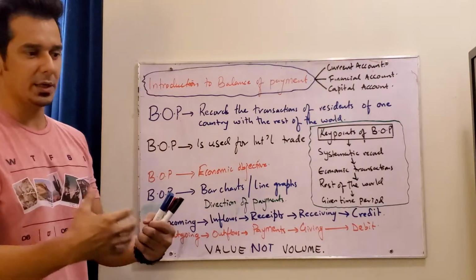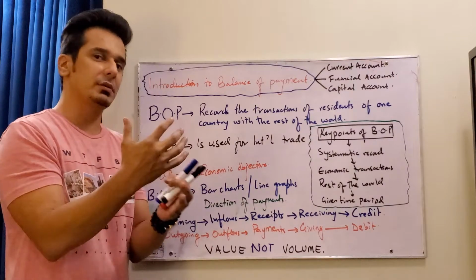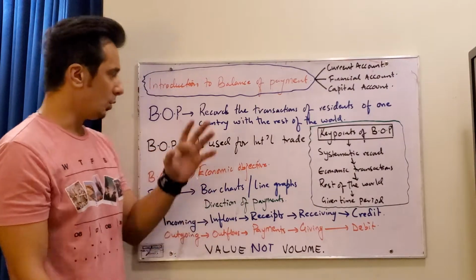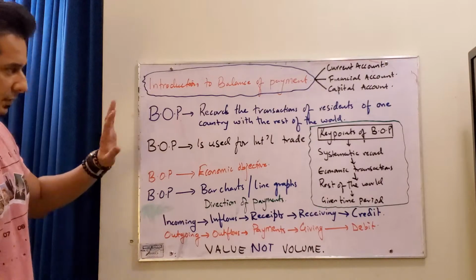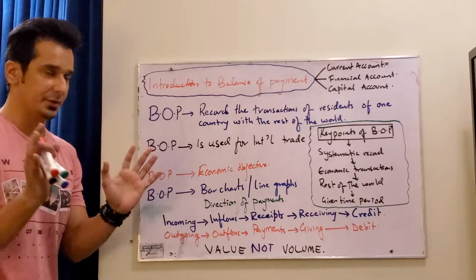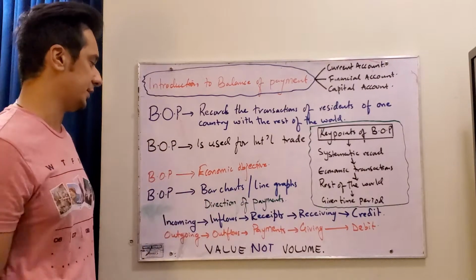For instance, if we are buying a good from another country, it would be recorded in the balance of payment. Now, what is important is that balance of payment is only used for international transactions. It's not used for local transactions.